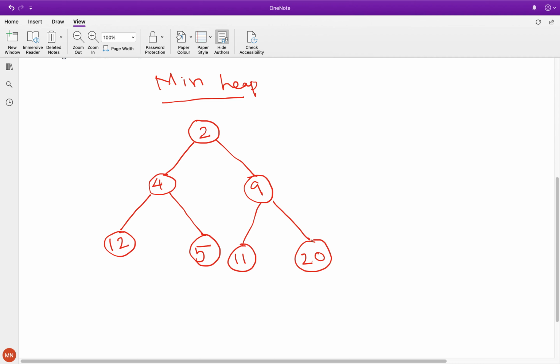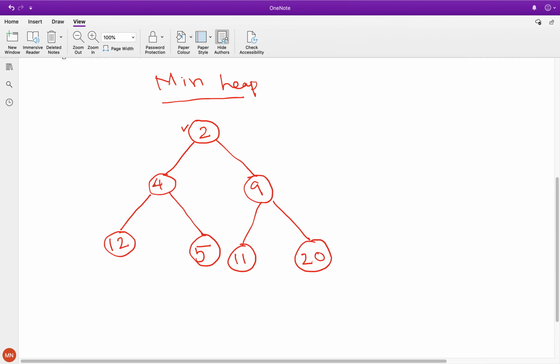So this one is an example for a min heap. The only thing that we need to look at is, if you have a key at the root, all the numbers following the root or below the root should always be greater than the value at the root, or in other words, the value at the root should be the smallest among all the subtrees of the binary heap.